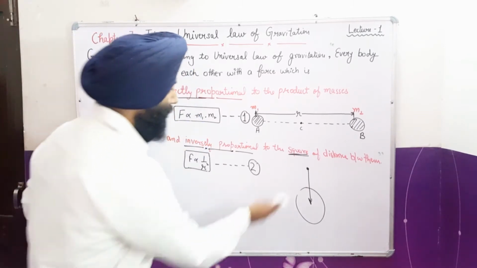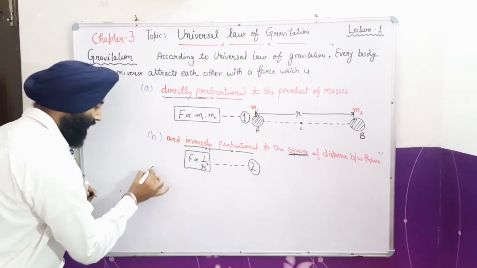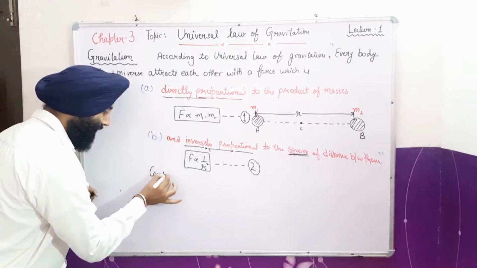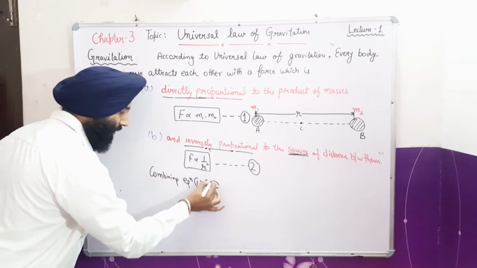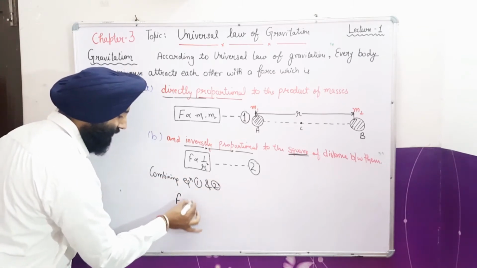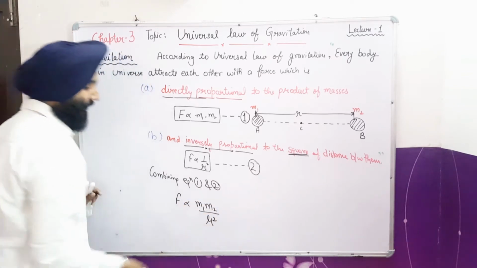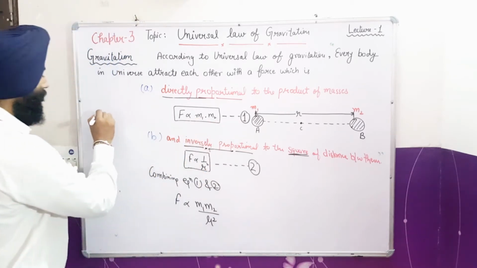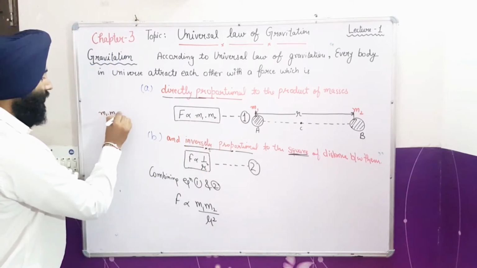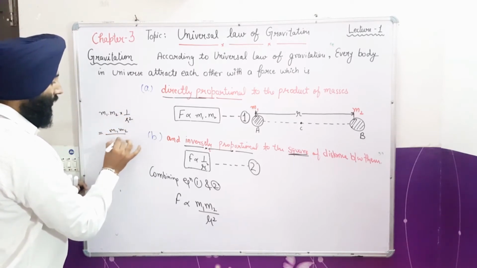So now combine both equations. What do I have to do with both equations? Combine them. So, combining equation number 1 and 2, what do we have? I combined them. So we have m1 m2 upon r square. Fine. So multiply m1 m2 with 1 upon r square. So it becomes something like m1 multiplied by m2 times 1 upon r square. So it will become m1 m2 upon r square.